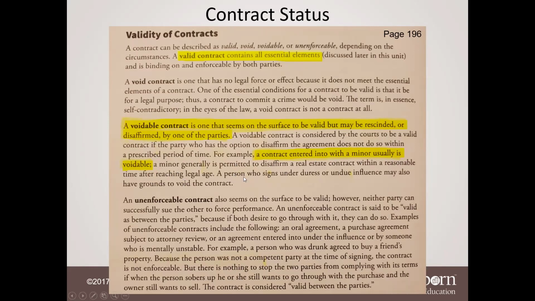They also give you other examples, like a person who signs a contract under duress or undue influence may also have grounds to void a contract. That means under pressure or intimidation or force. An unenforceable contract, on the other hand, is one where neither party can sue to force performance. Do we actually have those words anywhere here, though?